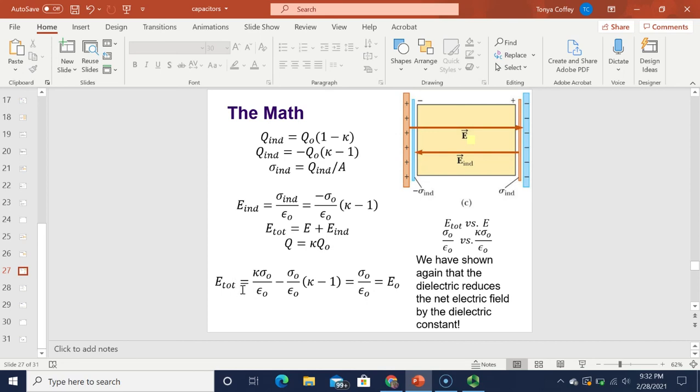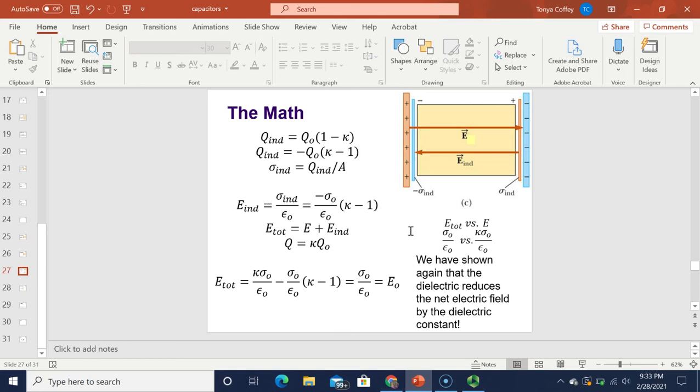So now our total electric field is going to be kappa sigma naught over epsilon naught, because our charge went up by a factor of kappa, so that's kappa sigma naught over epsilon naught from our electric field in between the plates of the capacitor, minus the induced electric field, which is sigma naught over epsilon naught times kappa minus 1. Now you can see here, with a little bit of algebra, that just cancels out. And E total is now sigma naught over epsilon naught, which is the same as the electric field originally before insertion of that dielectric.